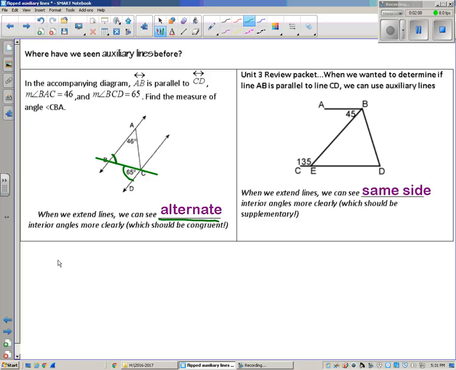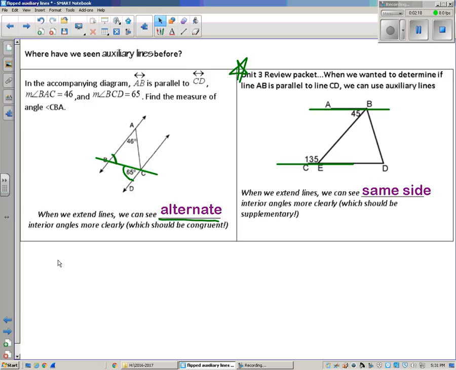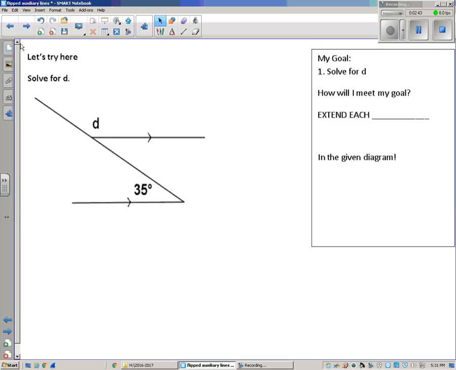In a problem like the second one on the right in the Unit 3 review packet, we asked you to show that these lines are parallel based on the angle relationships. So you may have used auxiliary lines without even really knowing it and extended some of the lines to be able to see a relationship. We could have even extended the transversal to make it more clear that there are same side interior angles that exist here. So we're going to use the same idea in class tomorrow. So when you're ready, let's try a couple of examples of what an auxiliary line might look like and a type of problem you'll see tomorrow.